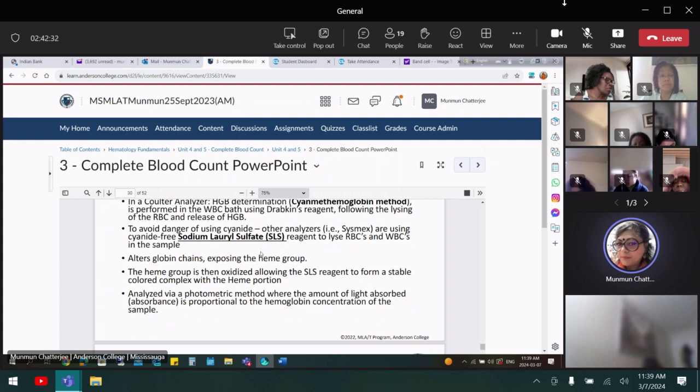Cyanide is a poison, right? So sometimes, instead of cyanide, they can use this one. SLS is sodium lauryl sulfate. What is that? It generally hemolyzes the cells. It is a reagent to lyse RBCs and WBCs in the sample. In Drabkin's reagent, the main component is cyanide. You have learned it before and it has been given in the questions also. Drabkin's reagent has the cyanide.